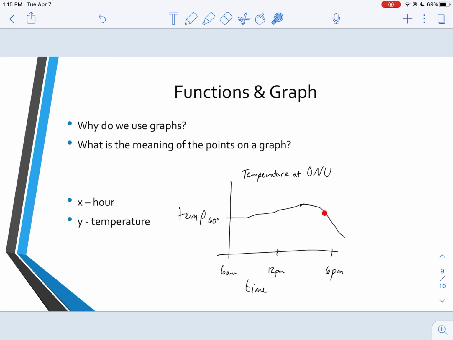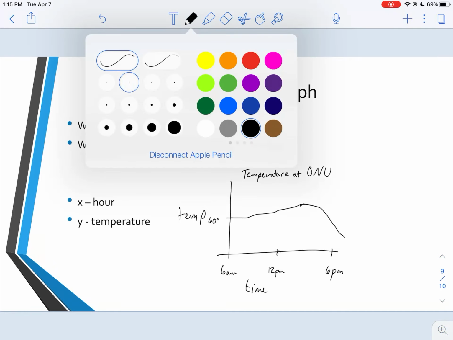And then it starts to cool down a little bit, and then maybe a storm front came in or something, but the temperature really dropped here. Now you could say, well, we don't really know what's going on. We don't have any labels here, and you're right. That would make it even more helpful. But you can really get an idea of what kind of day it was.